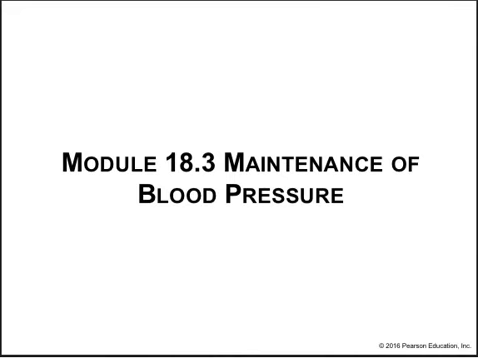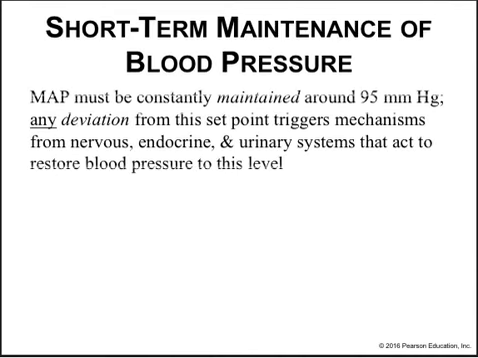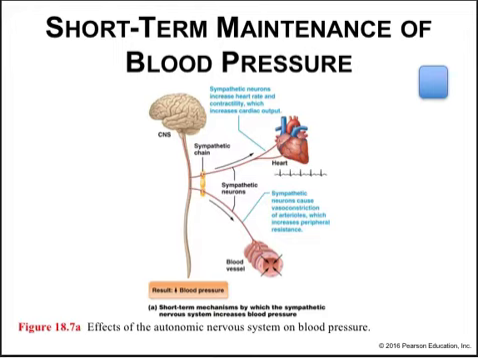Okay, our next topic is the maintenance of blood pressure. Mean arterial pressure has to be constantly maintained around 95 millimeters of mercury. Any deviation from this set point is going to trigger mechanisms from the nervous, endocrine, and urinary systems to restore the blood pressure to its previous level. Short-term control of BP is primarily accomplished by the nervous system and hormones of the endocrine system. Such short-term effects are generally achieved by adjustment of resistance and cardiac output.